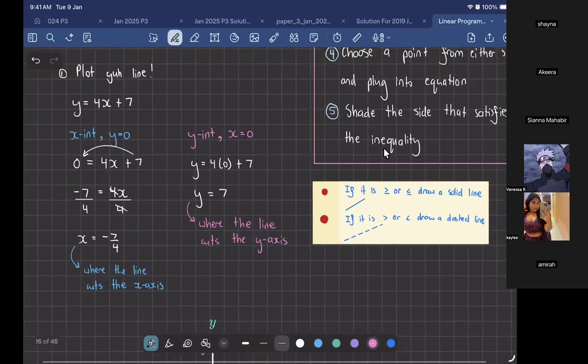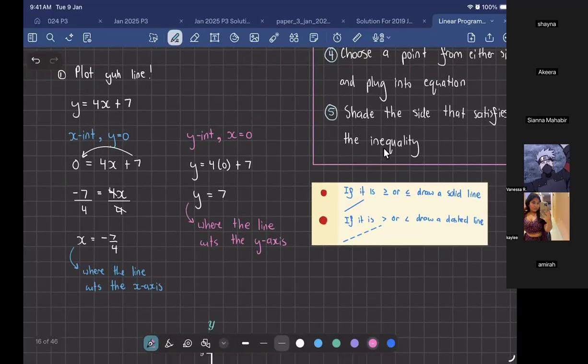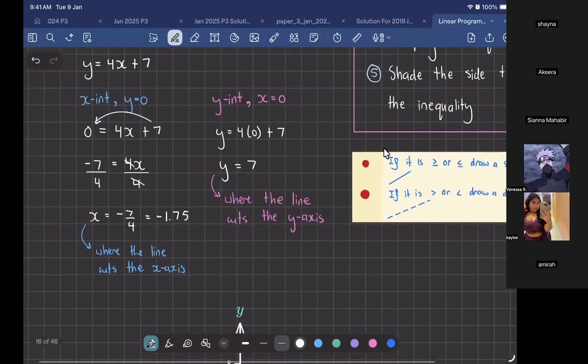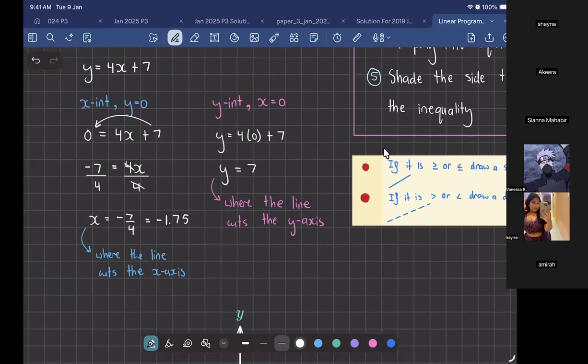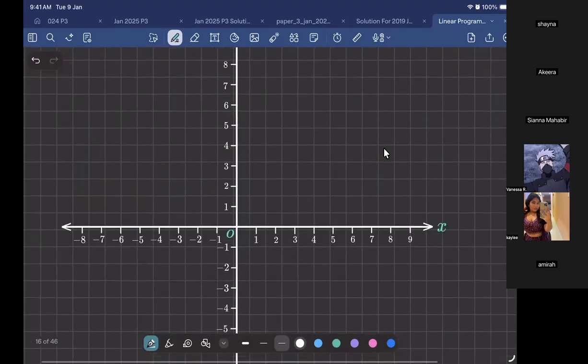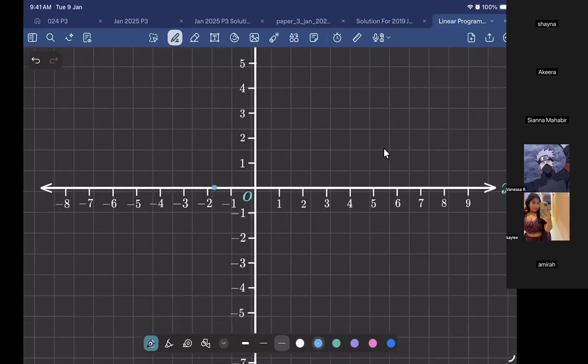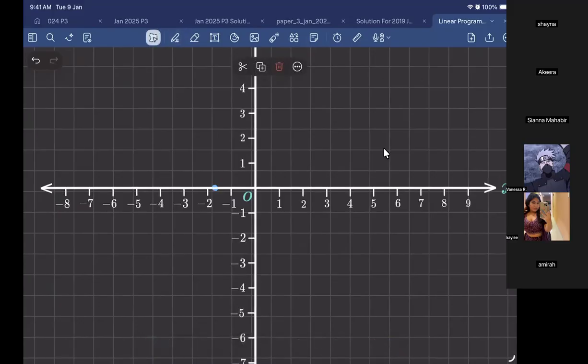So Vanessa, if I were to ask you where my line is cutting the x-axis, what value would you tell me? -7/4. And we know that this is also equal to -1.75, right? Great. We just figured out that the x-intercept, where the line cuts the x-axis, is minus 1.75. So I'm going to go on my x-axis and put a little dot at minus 1.75, which seems to be somewhere over there.